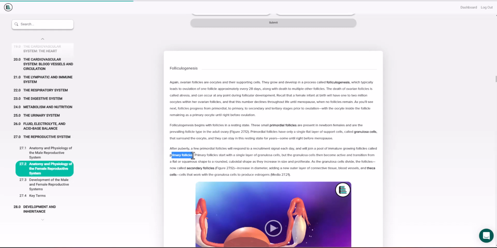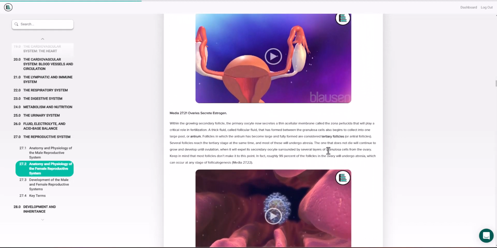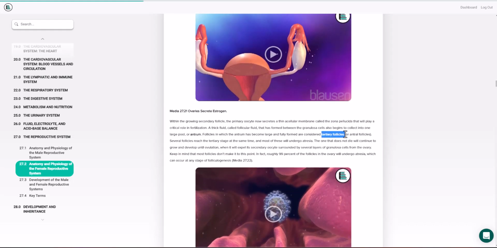I'm not going to ask you to stage these or recognize them, but the primary follicles will then become secondary follicles, and as this happens, they get larger, more cells grow around them, and then eventually, of all of these early follicles that begin to develop, one will win the race, and all the other ones will fall off. The one that wins the race goes on to become the tertiary follicle, or you'll see the word mature follicle as well. This mature follicle is the one that will be released through ovulation.